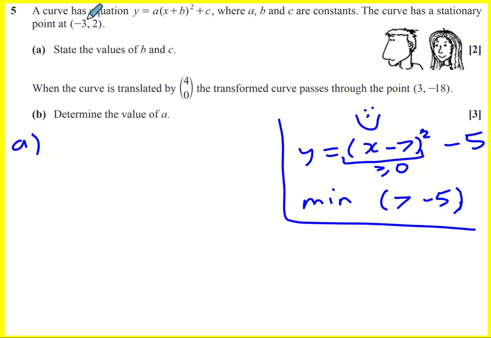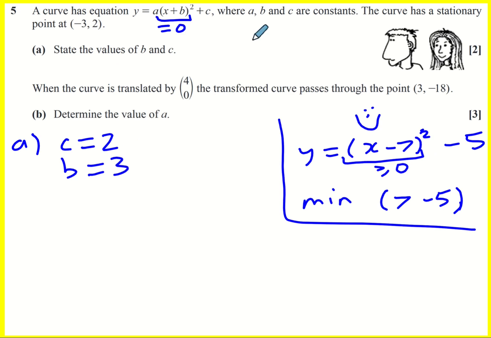So we've got the stationary point, because we don't know if there's a minimum or maximum here, we don't know what a is, but c is going to be equal to 2. That's going to be its minimum or maximum value, and it's going to be when this thing here is equal to 0. And therefore, in the same kind of way that we went from 7 to minus 7, it must be that b is 3.